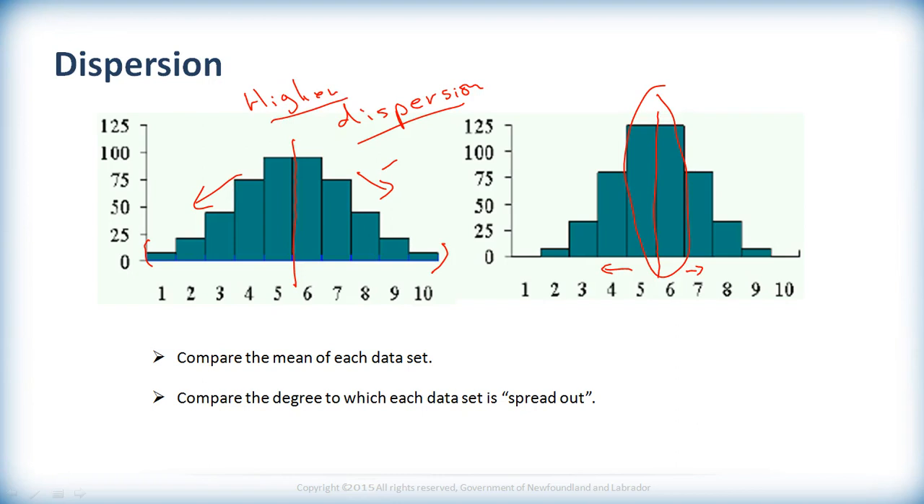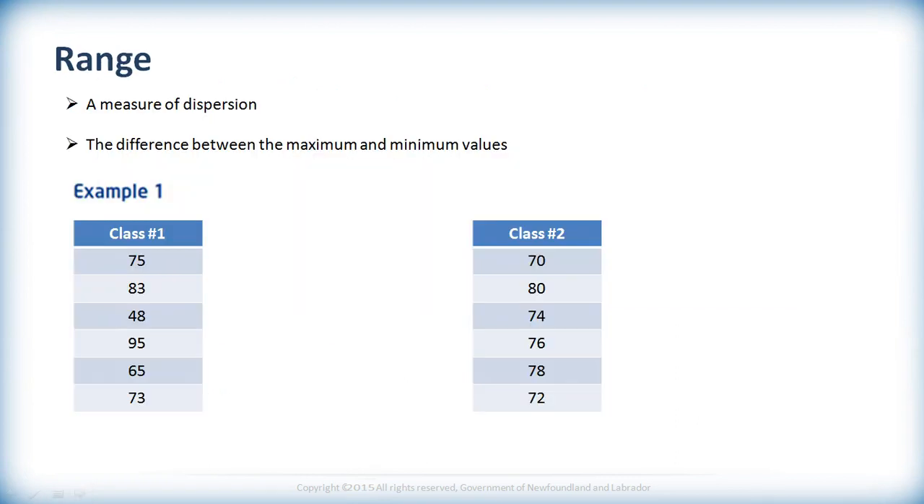Now for central tendency, you had three different ways to measure that: mean, median, and mode. For dispersion, we measure that two different ways. Well, there's three, but there's only two that we're going to look at here really. So the first one is called the range, and it's a real simple one to do. The range is just the difference between the maximum and the minimum values in a data set.